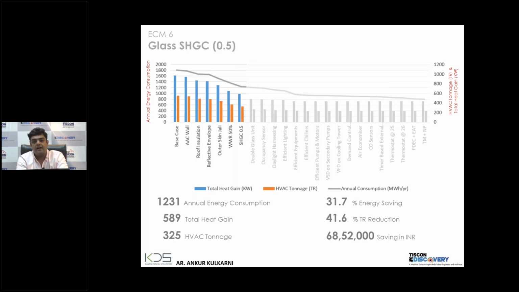Then selecting the right glass, with an SHGC of 0.5. Because of this, savings went up to 30%. And where we started, at 555 tons of HVAC, it has now dropped down to 325. You can keep an eye on this number, 325, and this percentage savings. Also, this is the reduction in energy, and this is the savings in rupees.